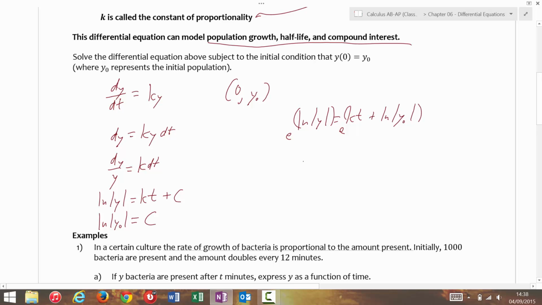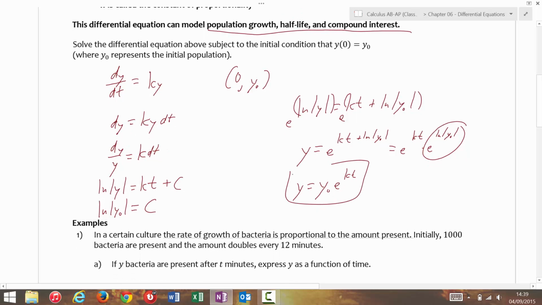So this just gives me the absolute value of y, which is going to be positive anyway, so I'm just going to write y equals e to the kt plus ln of the absolute value of y sub 0. And like before, that's the same as e to the kt times e to the ln of the absolute value of y sub 0. And this right here is just y sub 0. So this is good. y is equal to y sub 0 e to the kt. And this formula here is the general formula for exponential growth or decay. It's also worth memorizing in its current form.